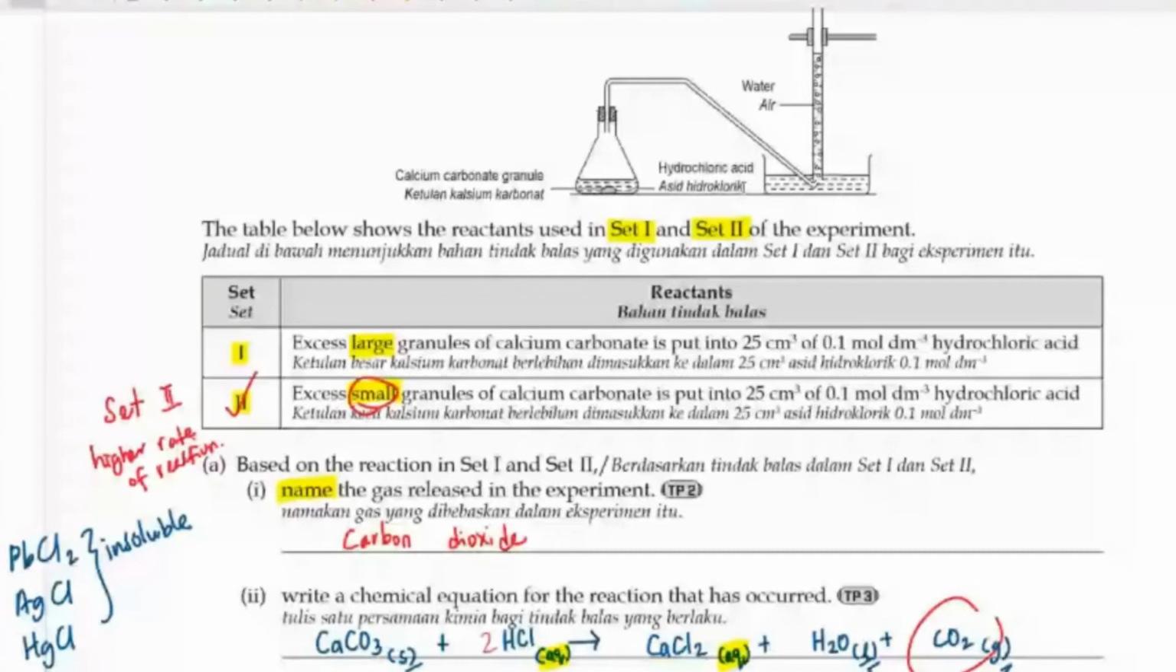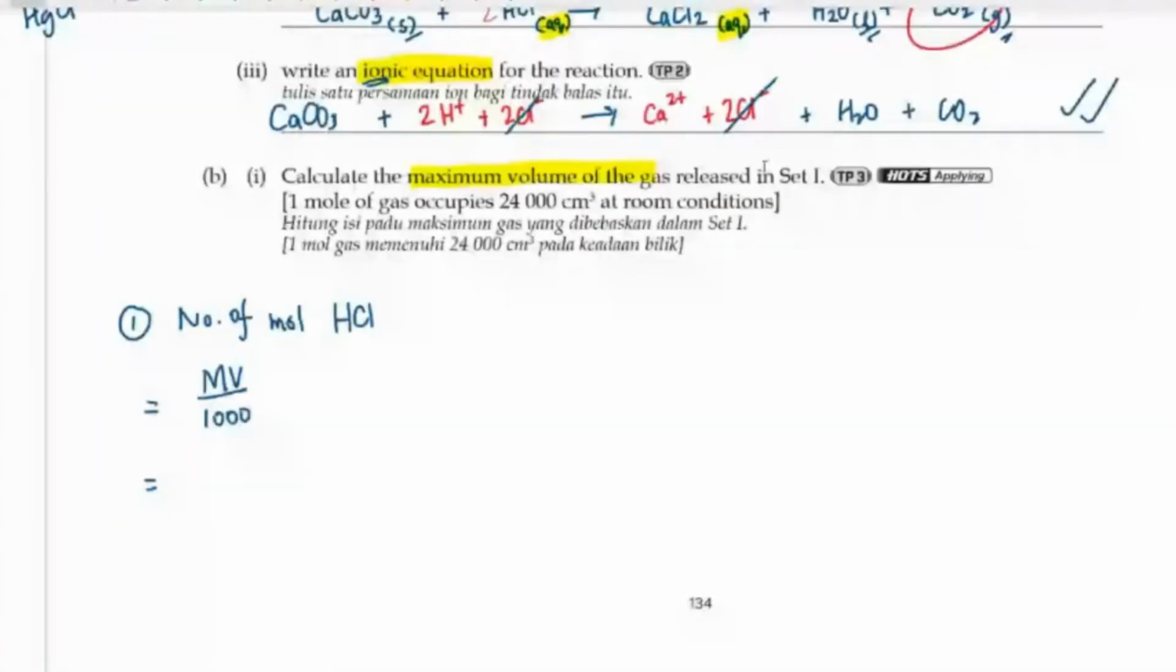So can we calculate? First there are 3 steps. Step 1: calculate the number of moles of hydrochloric acid. So we use MV over 1000. Class, can you calculate it? MV over 1000. So what is the number of moles of hydrochloric acid?